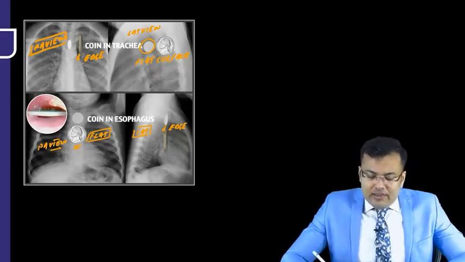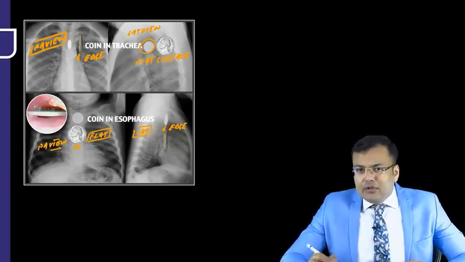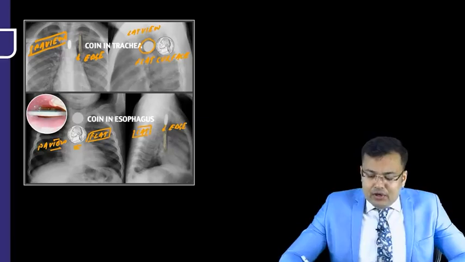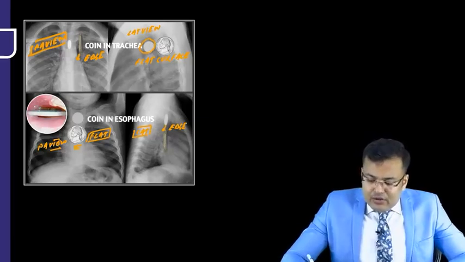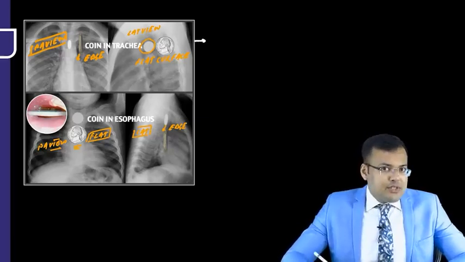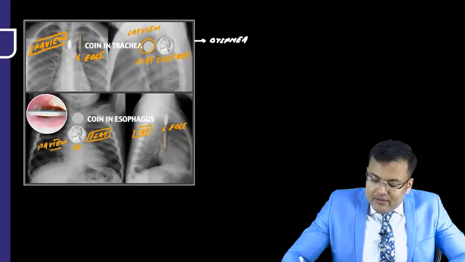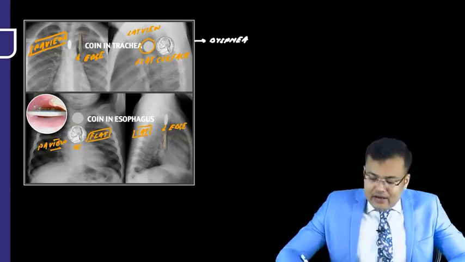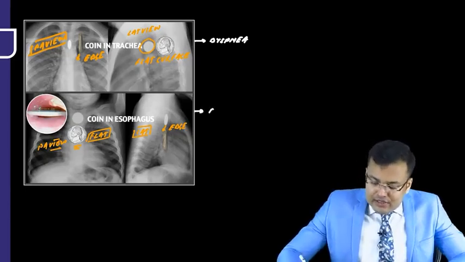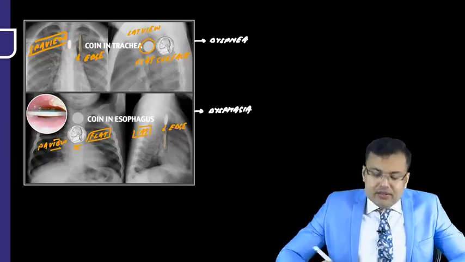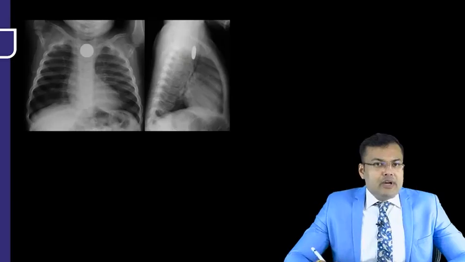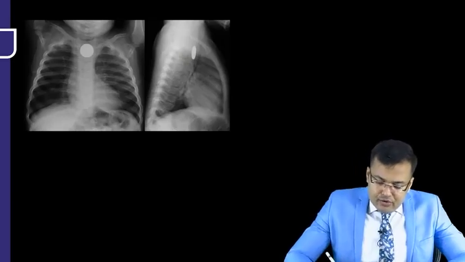Second, on the basis of symptoms also you can differentiate. Whenever the coin goes into the trachea, what kind of symptom will the patient have? The patient will have dyspnea. And when the coin is in the esophagus, the patient will have dysphagia. Now look at this image. This is the PA view, and on PA view we can see the flat surface.